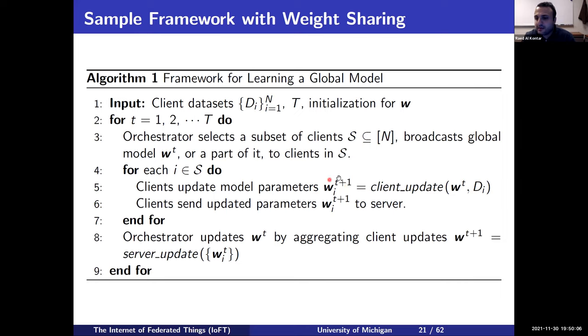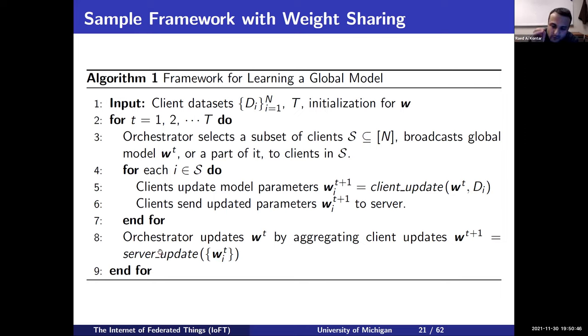Then each client will do updates on the model based on their local data set. This is the important part. There is a client update function where the clients are exploiting their compute resources to update this global set of weights and obtain their individualized set of weights. Then those updates are sent to the orchestrator, for example weights. They need not be weights; it can be gradients, and different models will dictate what you need to share, but this is just one example. Then the orchestrator gets all the weights from the clients and aggregates them, and this is what we call the server update.